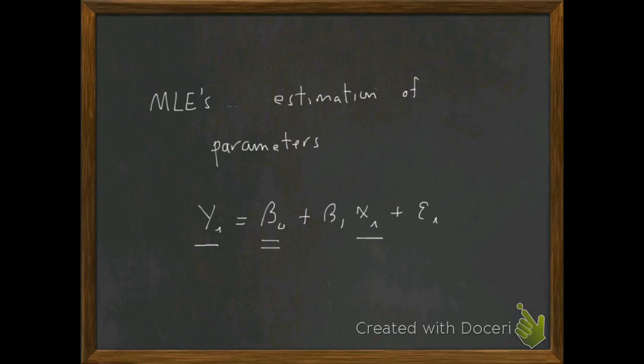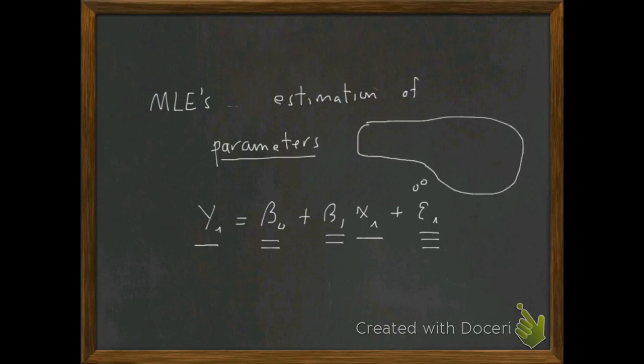The beta 0 and the beta 1 are the things that we're most interested in here because those are the parameters of the model. And then the errors we assume to be independent, and we assume those to be normally distributed with mean zero and, of course, variance sigma squared.